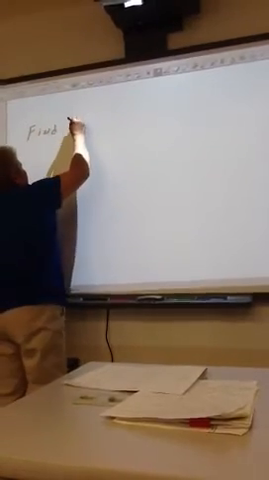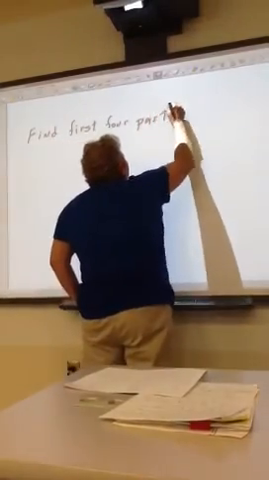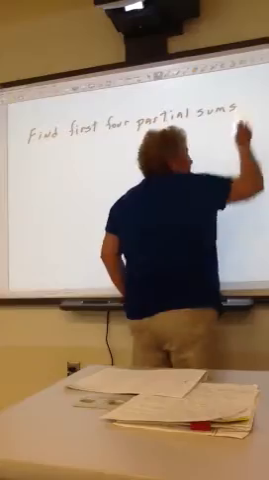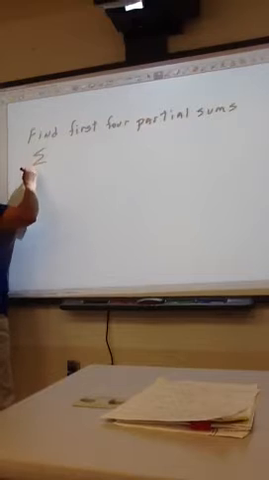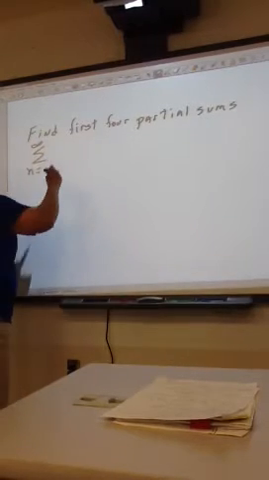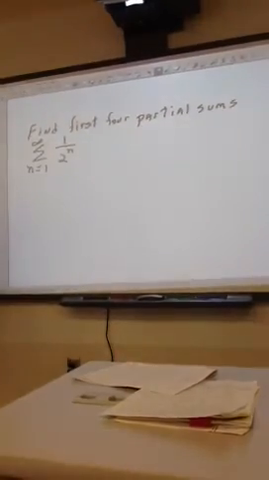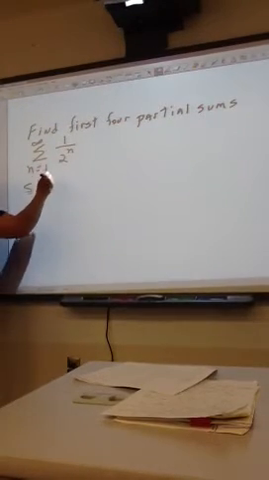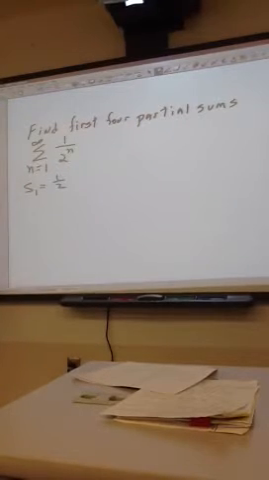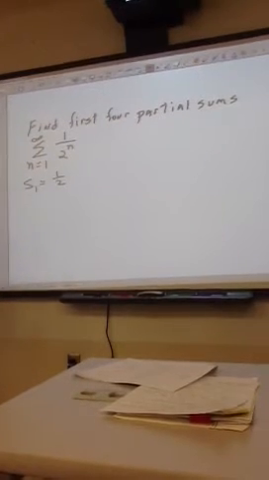Suppose I said, find the first 4 partial sums for the sum of 1 over 2 to the n. The first partial sum is just the first term. Okay, have at it. Find S2, S3, and S4.